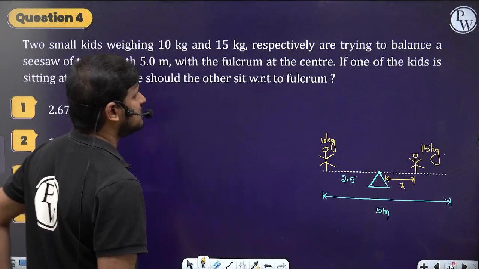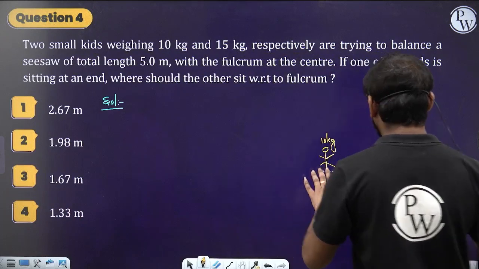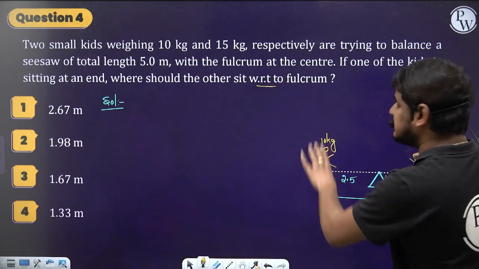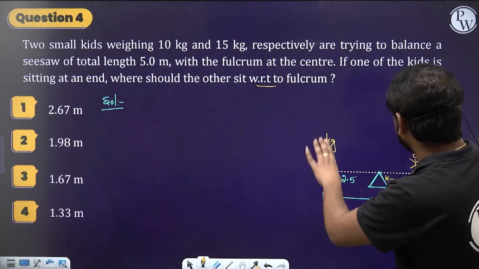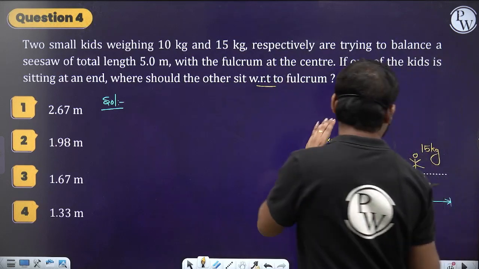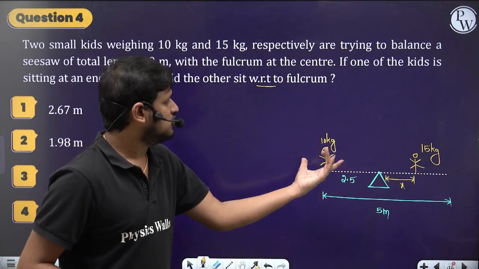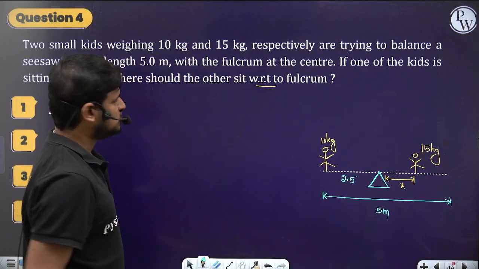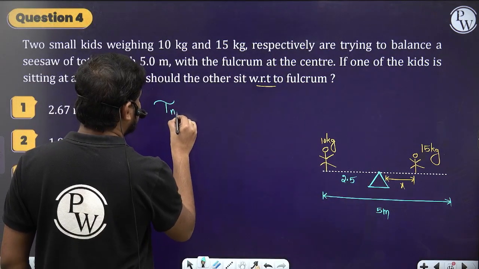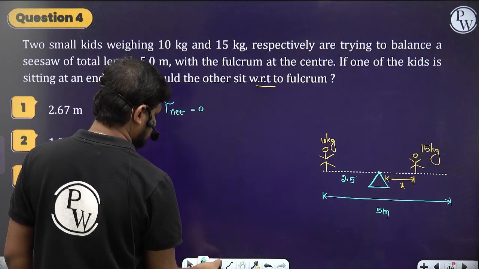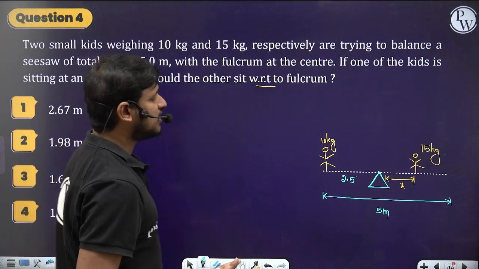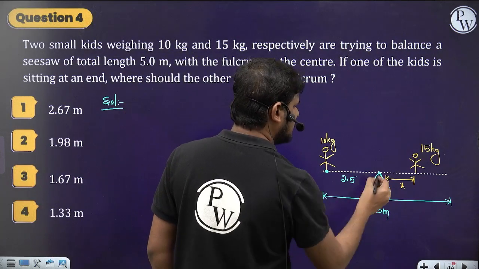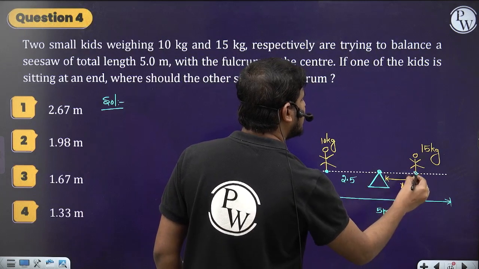Now you can simply do the question. When these two kids are sitting, they will be balanced, yes or no? They both will be balanced, otherwise it will rotate. If it is not balanced, it will rotate. So that means the net torque should be 0. The torque about any one point you consider should be 0. Either this point, or you take about this point, or about this point.